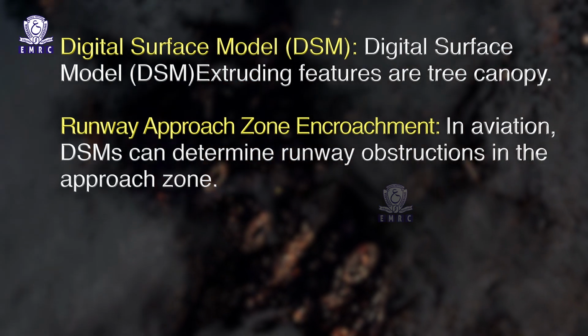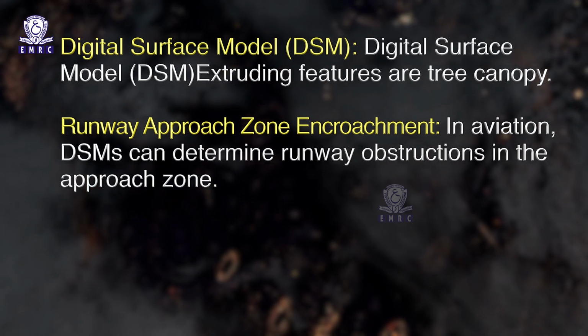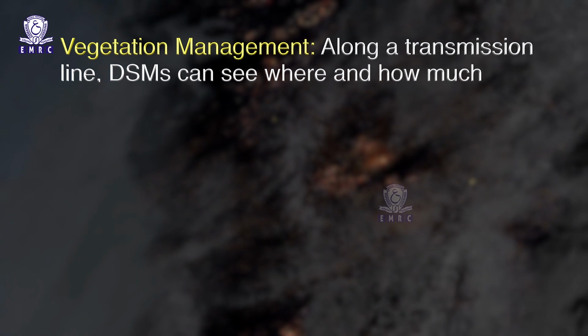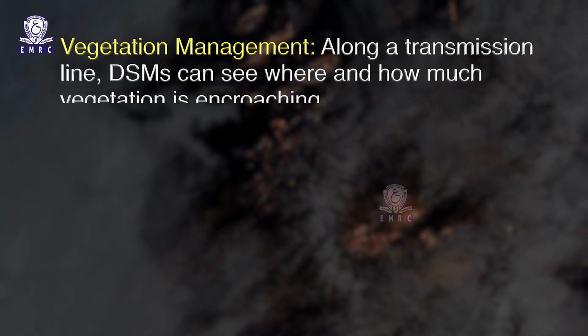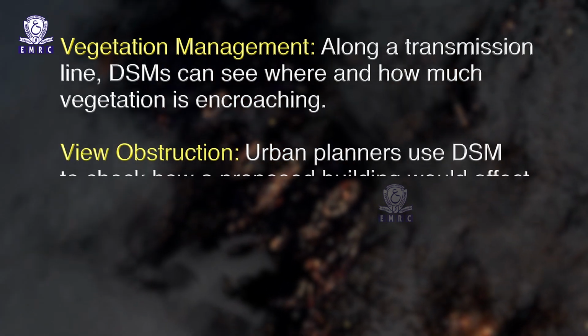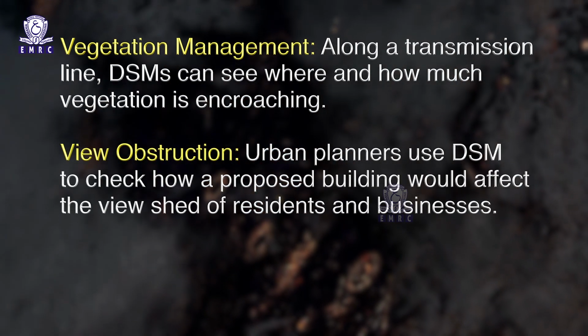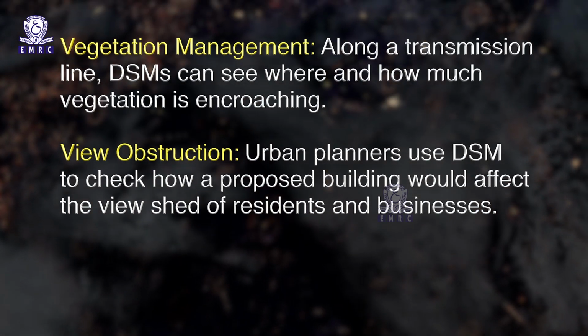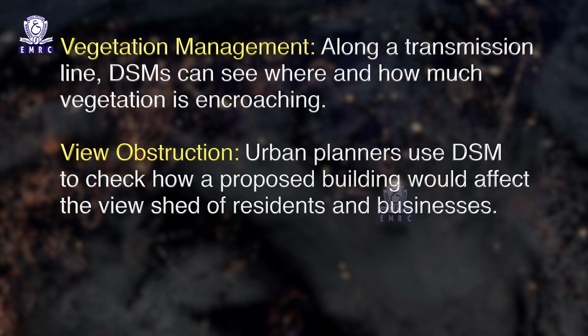In aviation, DSMs can determine runway obstruction in the approach zone. Vegetation management: along a transmission line, DSMs can show where and how much vegetation is encroaching. View obstruction: urban planners use DSMs to check how a proposed building would affect the view shed of residents and businesses.